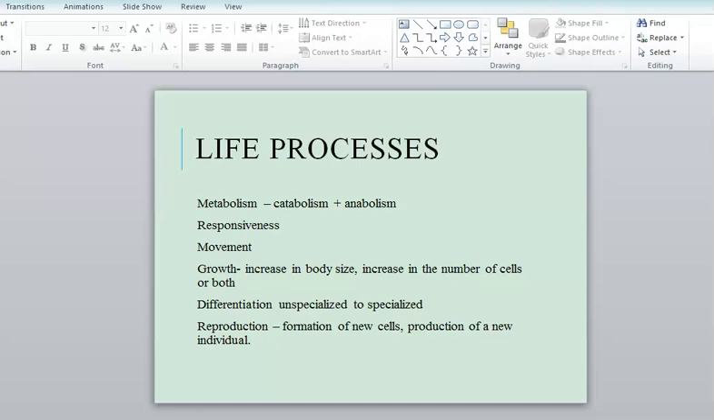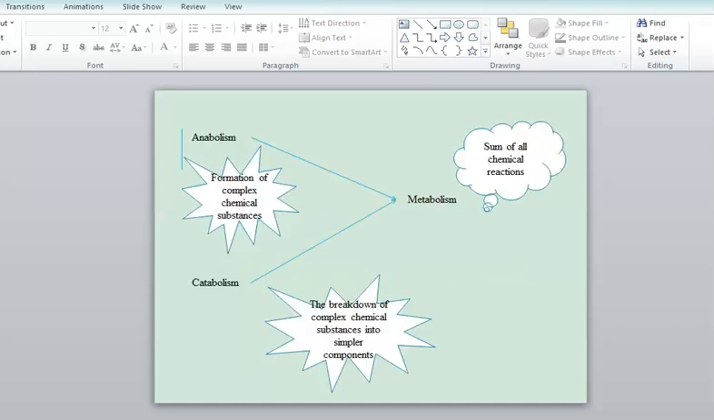Metabolism involves both catabolism and anabolism. Let us discuss each in detail. So, metabolism. Metabolism is the sum of all chemical reactions that take place in our body.